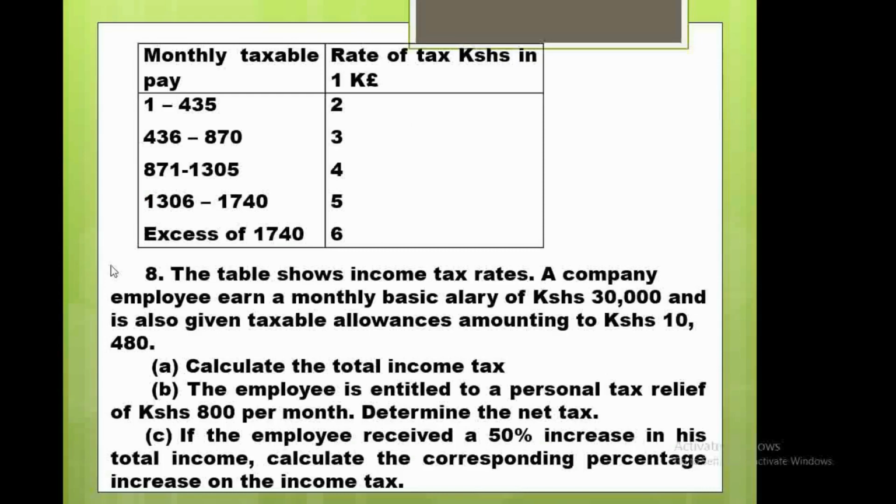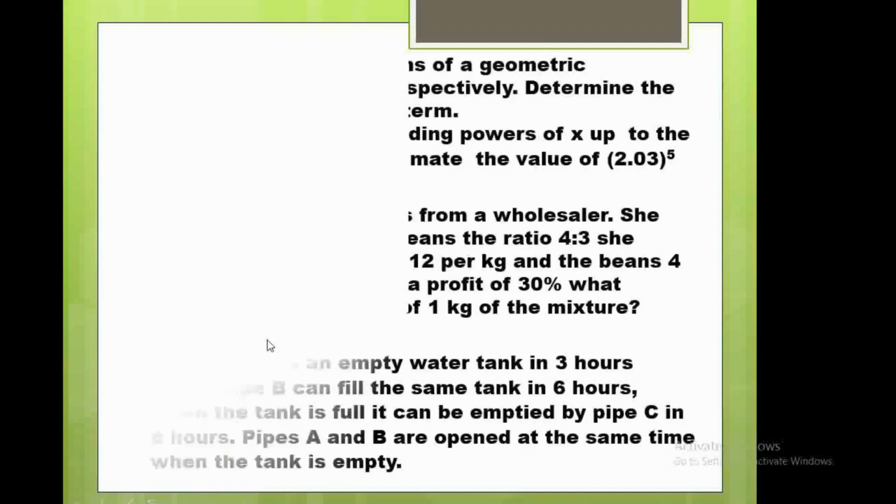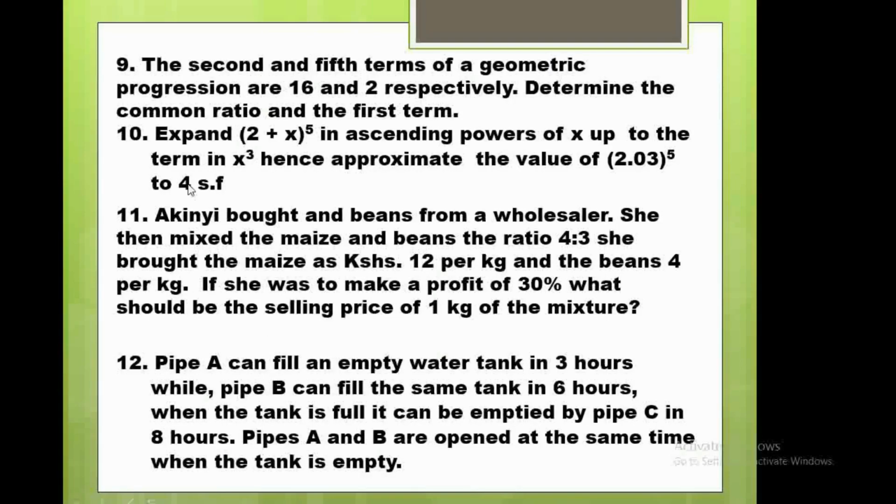Then we can move to the next question. Okay. The next question is question number 9. And question number 9 reads, the second and the fifth term of a geometric progression are 16 and 2 respectively. Determine the common ratio and the first term.